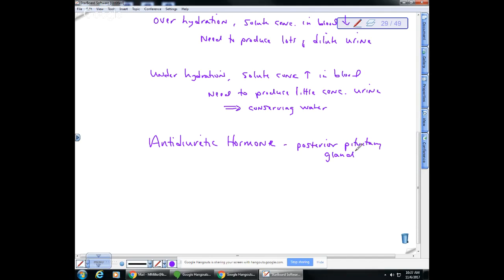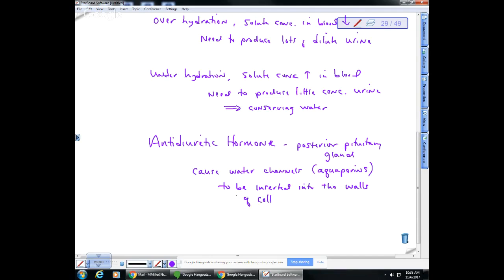So that's where it's stored. It's actually produced by the hypothalamus, but it's stored in the posterior pituitary gland. It is released, and because it's a hormone, it goes via the circulatory system to the kidneys. And it actually has an effect on the kidneys. So it causes water channels called aquaporins, and these are proteins that create channels in the plasma membrane of the cells, to be inserted into the walls of the collecting duct.